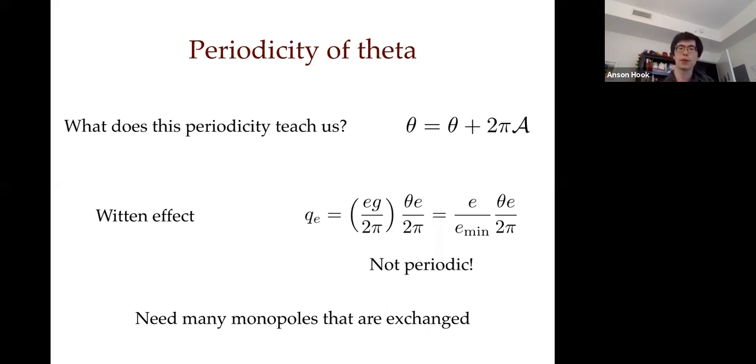So at least one way to understand the periodicity of theta is to use the Witten effect. And in particular, this is just saying the electric charge of a monopole is proportional to theta. This is basically Ed's formula here. And you'll notice that it too is not periodic in theta. So if you want the universe to be periodic in theta, then what you need is that as theta goes to its periodic value, monopoles are exchanged with each other.